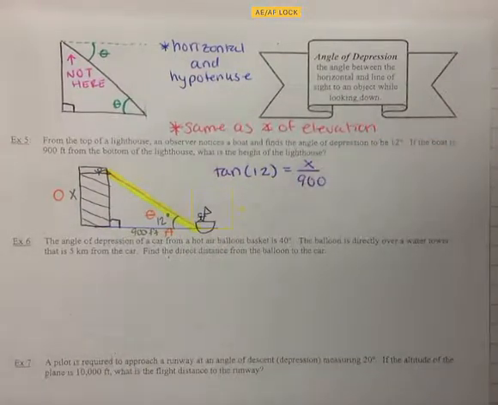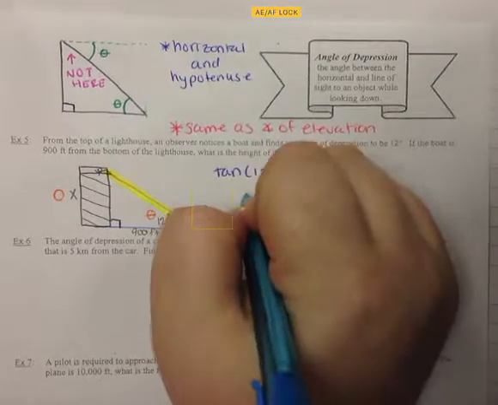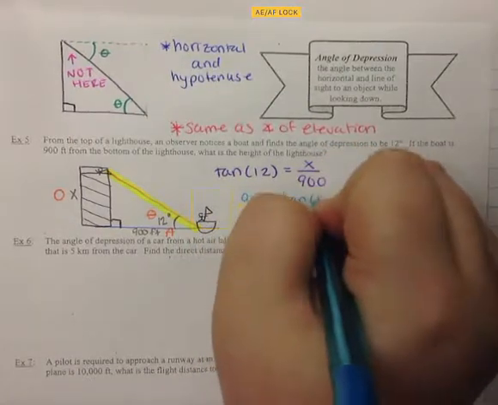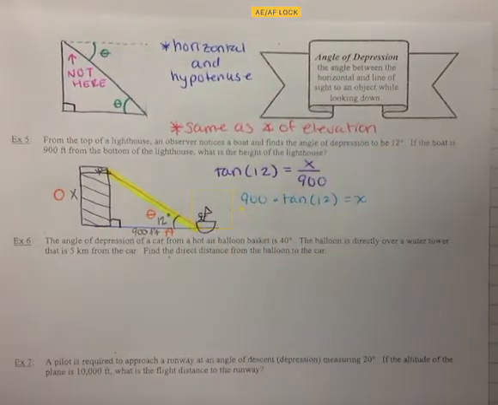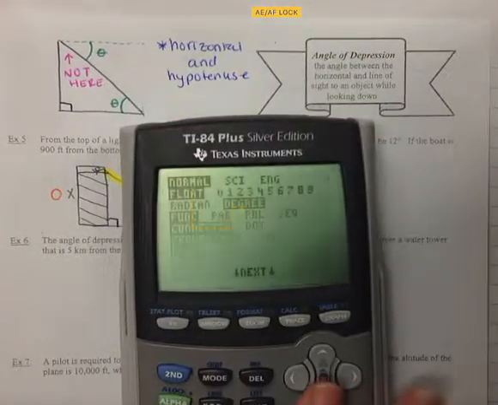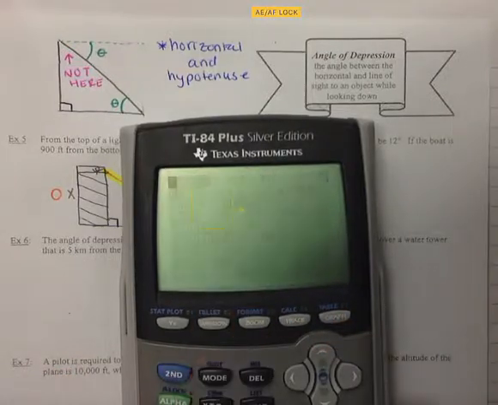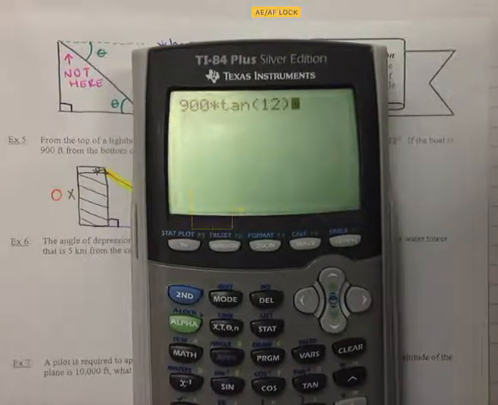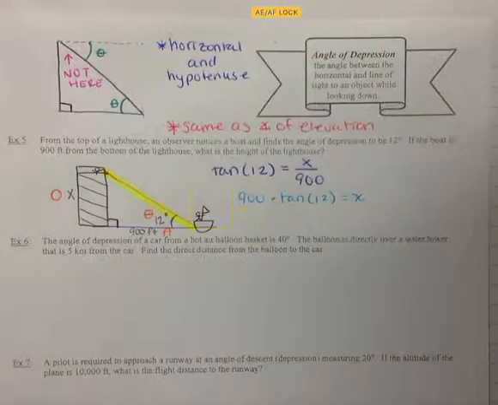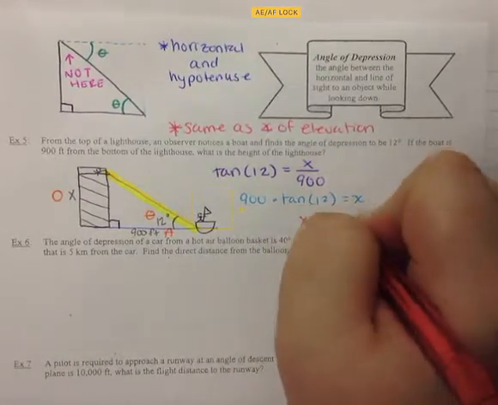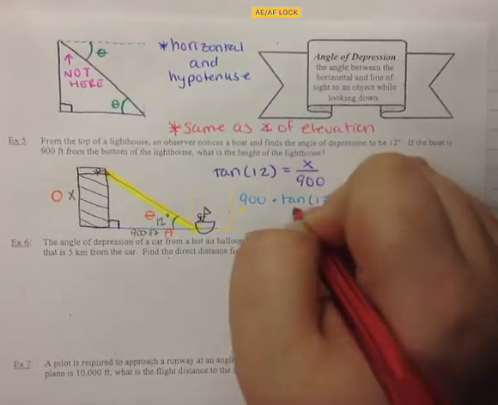We're given the denominator, so we're going to multiply our 900 times our trig, tan of 12. That's going to give us our x. It's going to give us our height. So, as always, we make sure our calculator is in degree mode. It is. So now we can do 900 times tangent of 12 degrees. It's roughly 191 3/10 feet. So the height of the lighthouse is approximately 191 3/10 feet tall.